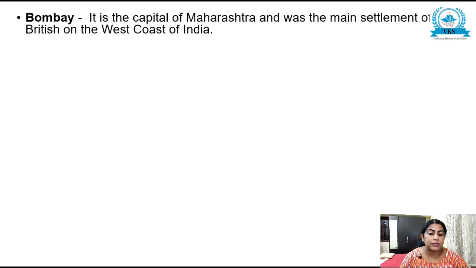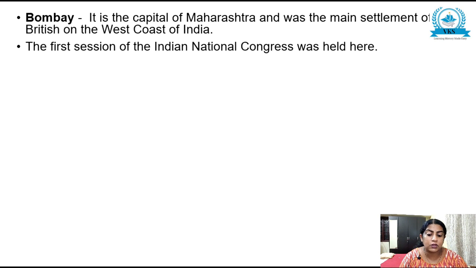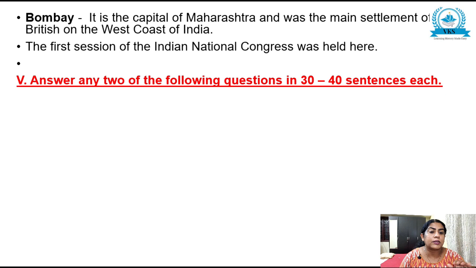And the last place is Bombay. It is the capital of Maharashtra and was the main settlement of the British on the west coast of India. So this is how you write, and the first session of the Indian National Congress was held here. So this is how you write explanatory notes about each place.